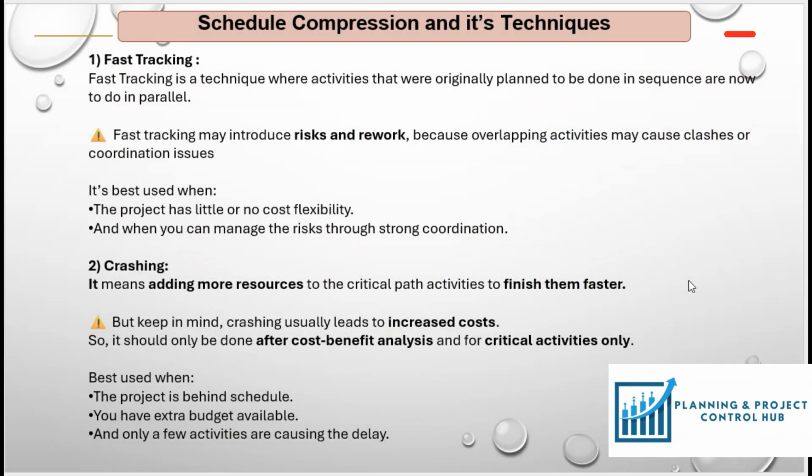And now the second technique is crashing. It means adding more resources to the critical path activities to finish them faster. For example, we assign more laborers and equipment to speed up the construction work and reduce the duration of the activities. Or we can start overtime and assign additional shifts.